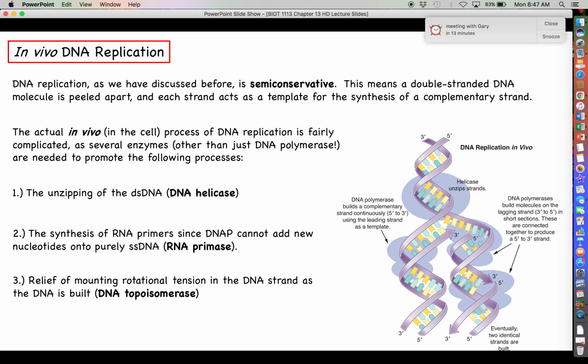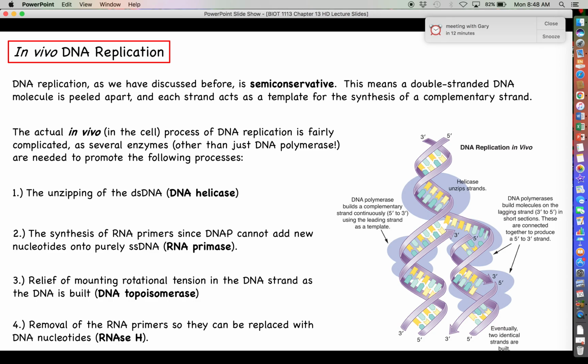The way to think about it is twisting a rubber band. If you twist a rubber band, you can really get to the point where there's so much tension in the rubber band that if you let go, it snaps back and rotates pretty violently. So another enzyme called DNA topoisomerase is necessary to relieve the building tension in the DNA strand as new DNA molecules are built.